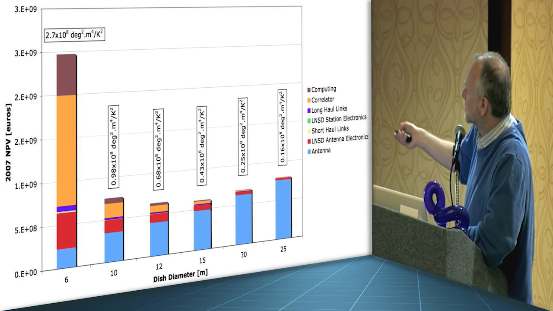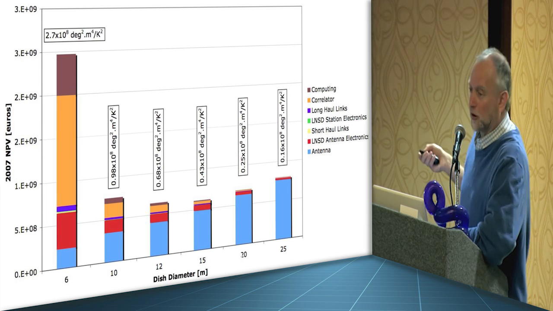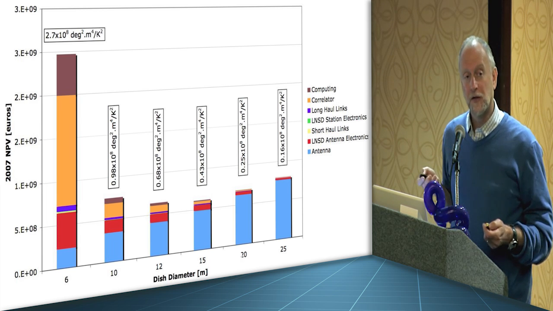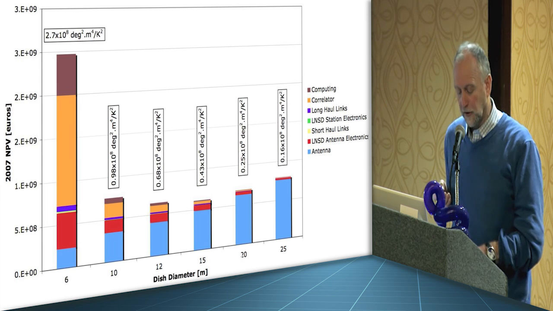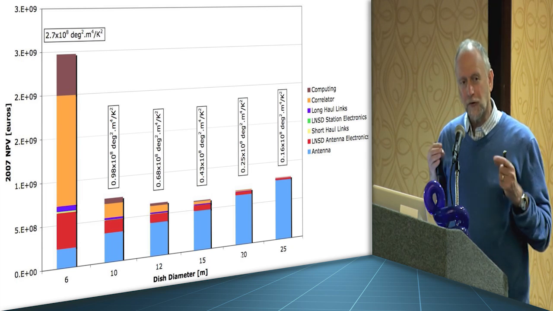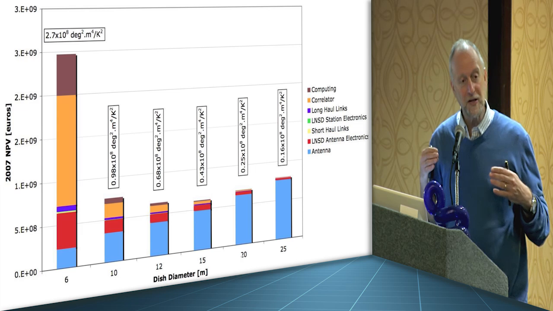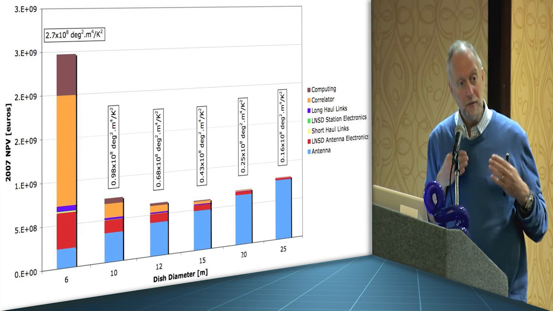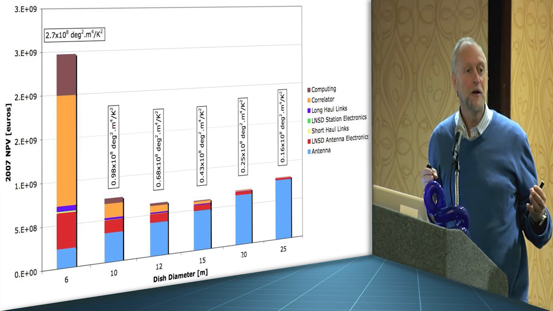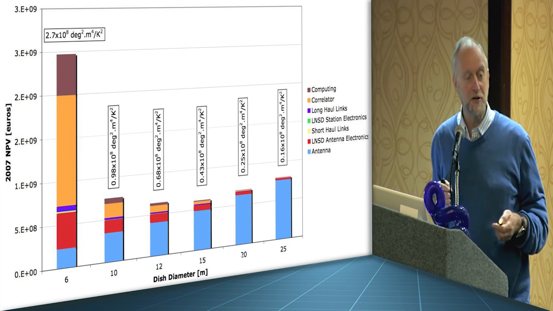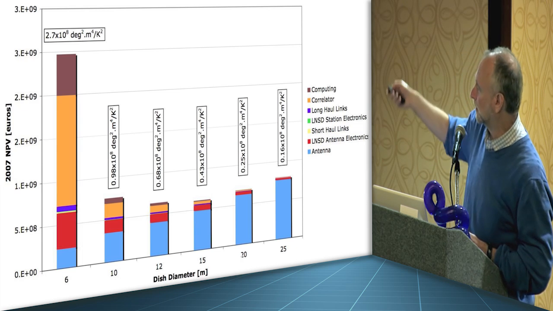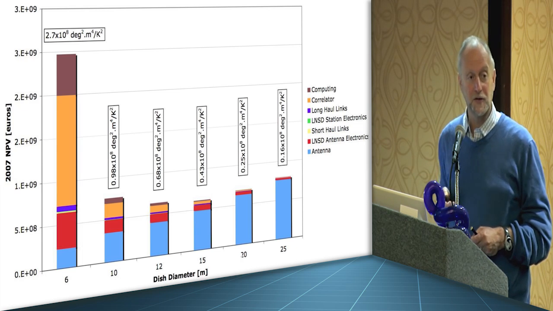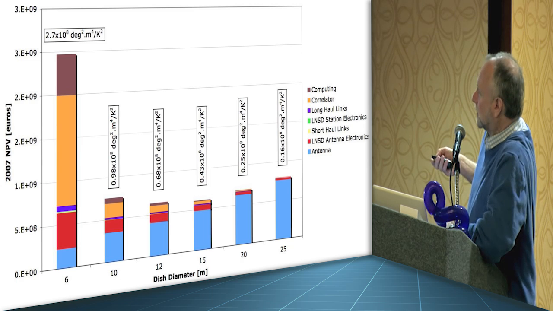The yellow, this is the correlator, and I'm going to describe what a correlator is, but that's the thing that goes, the computation goes as the square of the number of dishes. So a correlator is a thing that multiplies every antenna pair. So if you have 3 antennas, you have to multiply A times B, B times C, and A times C. So you can see how it goes as the square of the number of antennas. And so that's why that thing goes up rapidly as you go to smaller antennas. So that computation goes as a square.